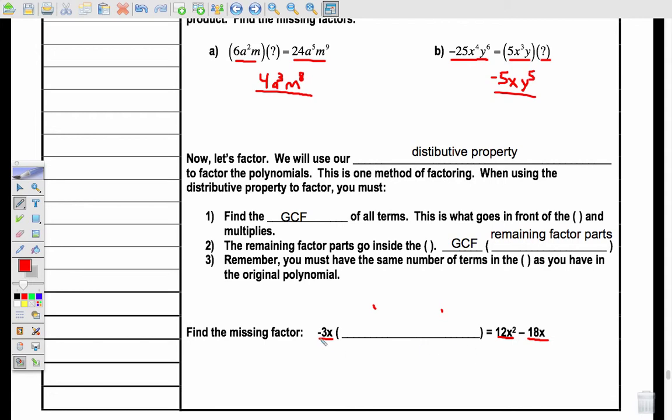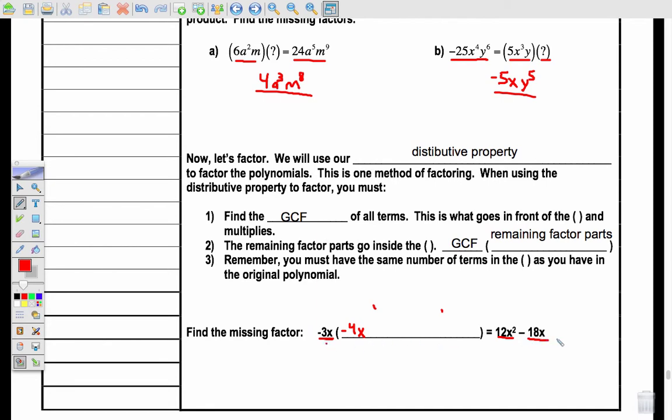All right. 3x goes on the outside. That was given to us in this problem, but I know it's 3x because the greatest common factor between 12x squared and 18x would be 3x. Negative 3x. So they gave me negative 3x. So negative 3x times something gives me 12x squared. Well, it's positive. Negative 3 times negative 4 gives me 12, and then x times x gives me x squared. So there's the first term.